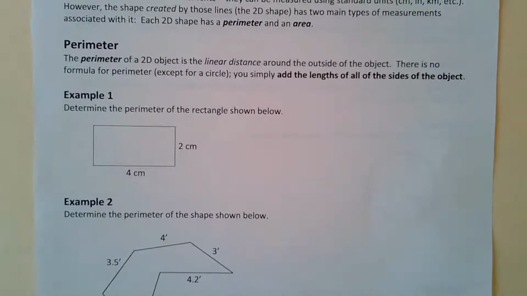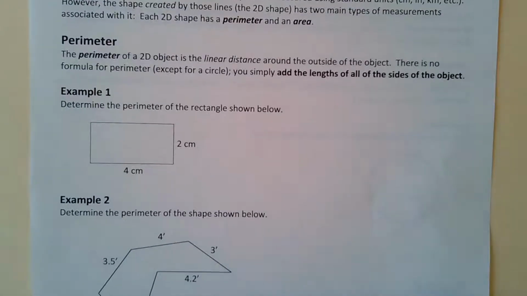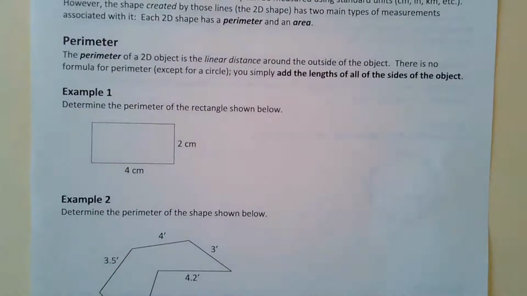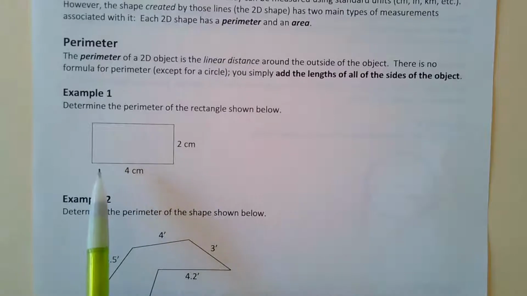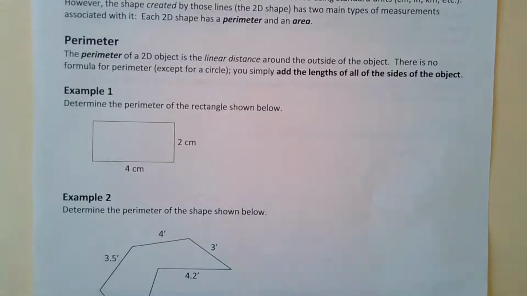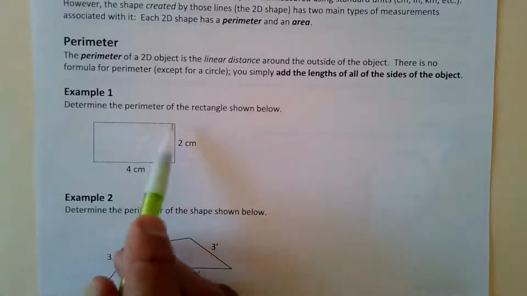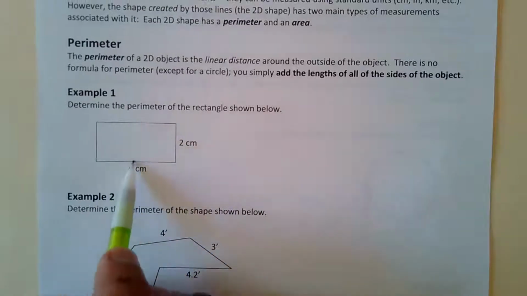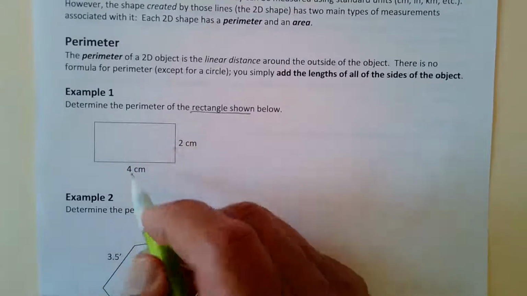So let's look at determining the perimeter of a rectangle. Now, as we mentioned, the perimeter is the distance around any shape, or along these lines here. There are a couple of ways you can get this done, but we'll do it the long way, and I'll show you the shorter way. Now, this is a rectangle, and in a rectangle, the opposite sides are equal.